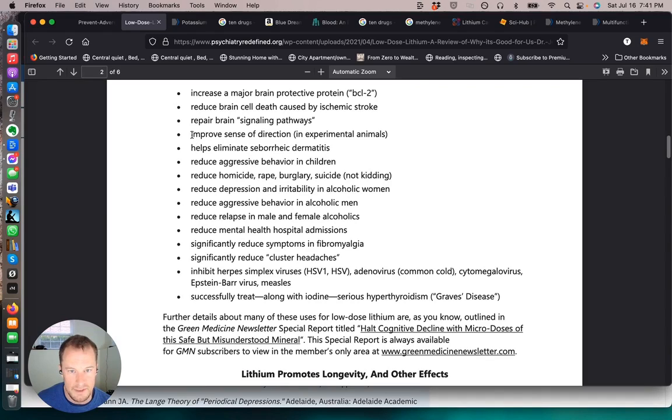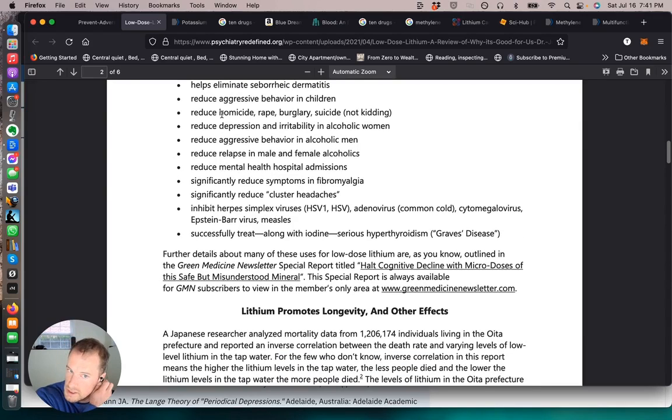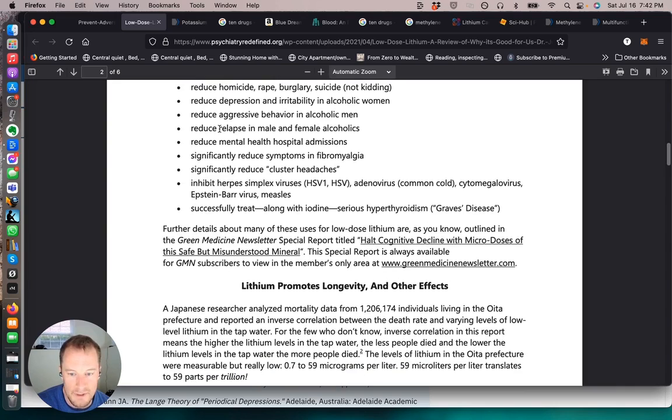It improves the sense of direction, which again is related to the nervous system. This is strange and it'll take me more looking into this, but it eliminates something called dermatitis. It reduces aggressive behavior in both children and adults. And it reduces depression and irritability in women and aggressive behavior, again, in men. Let's see. And it prevents relapse for addicts for both drugs and alcohol. It reduces mental health burdens for hospitals. It reduces symptoms of fibromyalgia. It can significantly reduce cluster headaches.